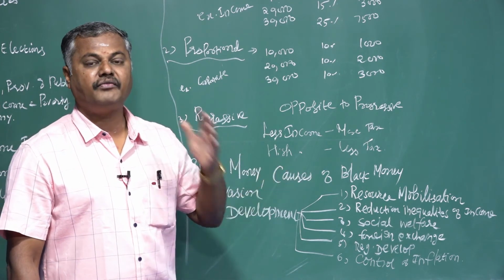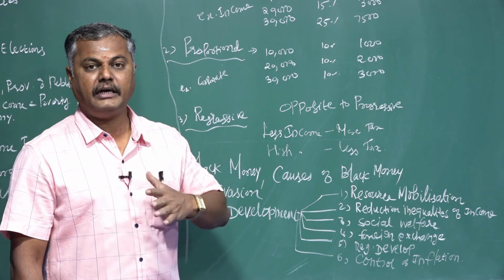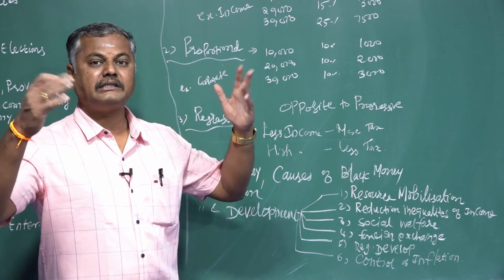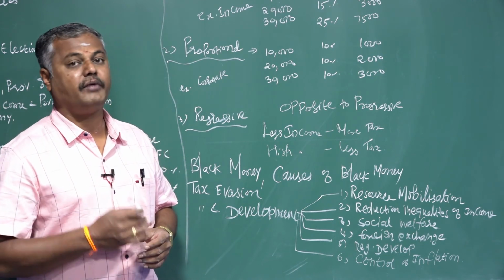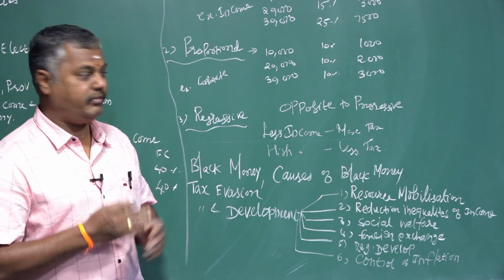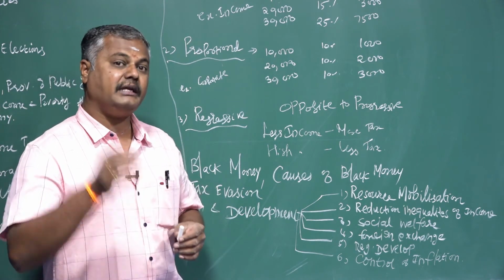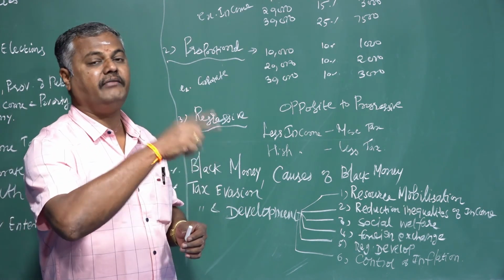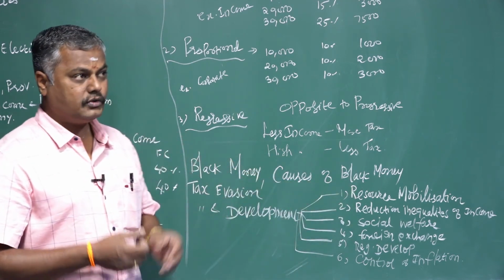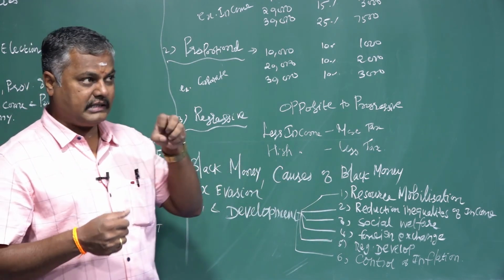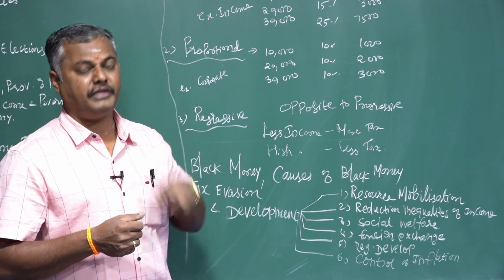For example, if all of us pay the tax properly in our country, automatically our country will grow as the best economically developed country in the world. For that purpose, we must pay the tax. Isn't it okay? If you pay the tax properly, automatically resource mobilization will happen for that. So taxation enables the government to mobilize, collect a substantial amount of the revenue.